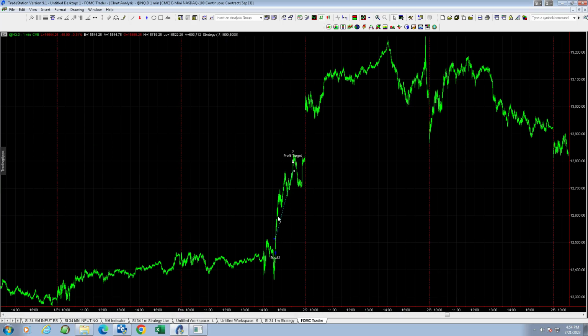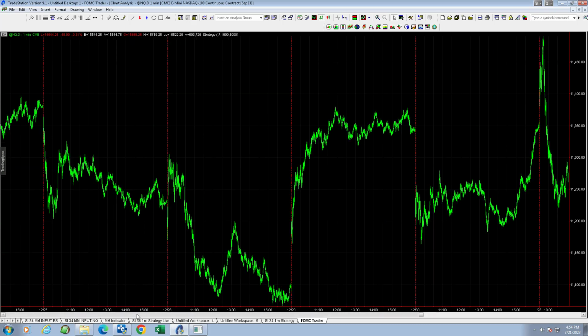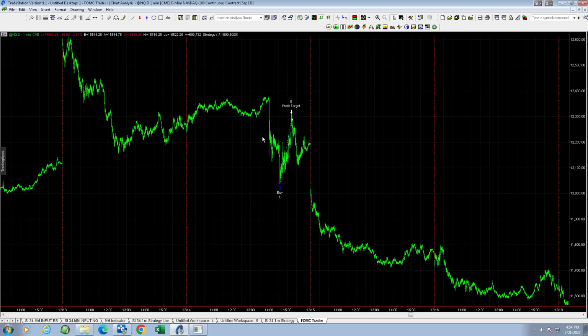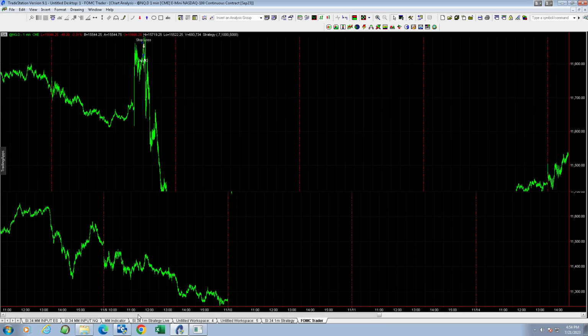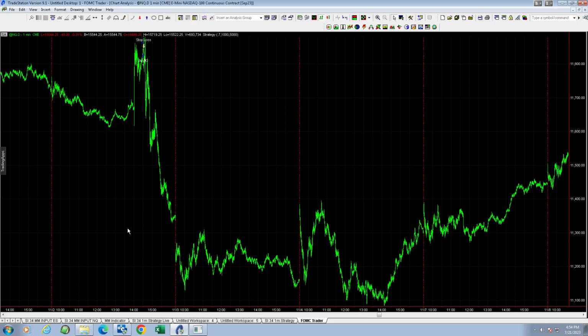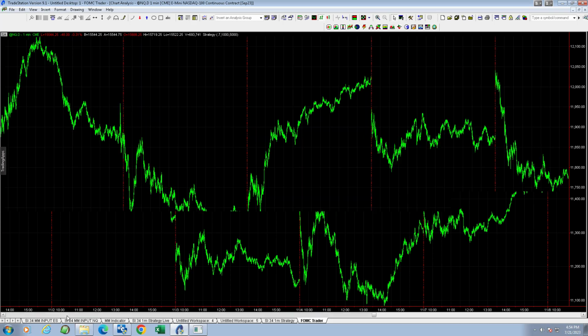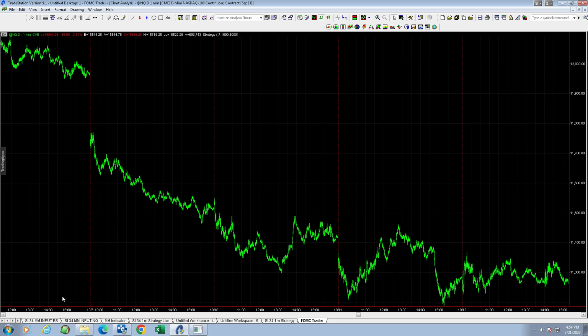There is an FOMC trade right there. There's another one. Nice counter trend trade. Nice entry. And so this may or may not work. It may fail going forward. Again, this is a brand new strategy. It has not been traded live. There's no live record. These are hypothetical results.